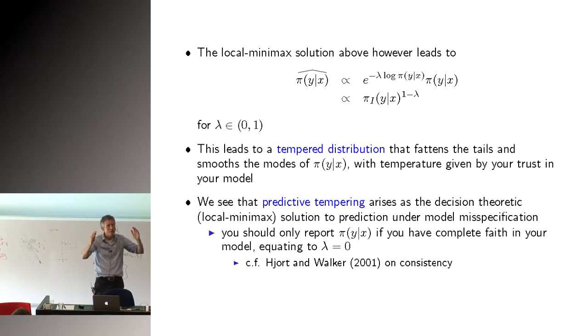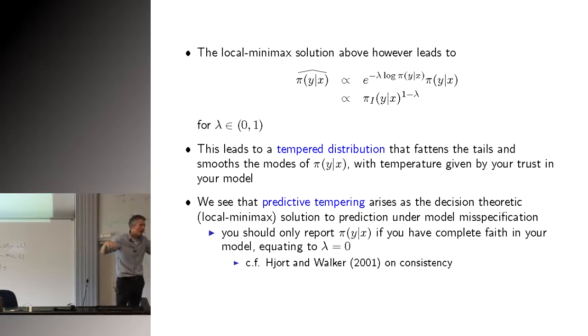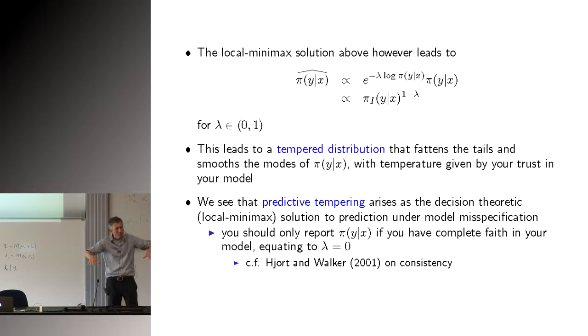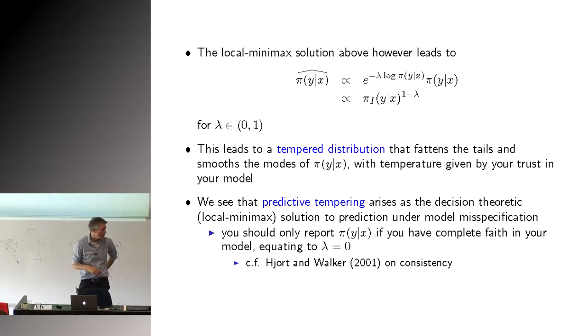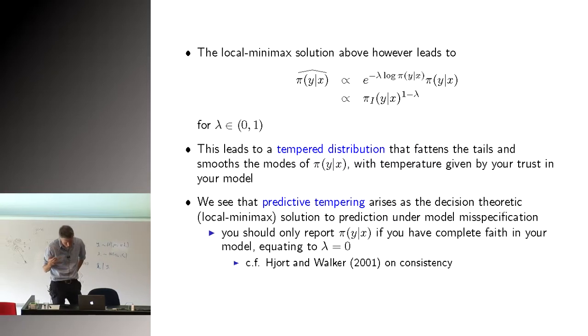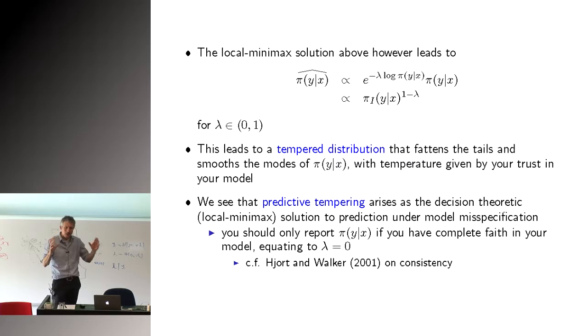And what we know is that if you do that, it'll flatten out the modes. If you take a distribution function, you raise it to some power less than one, and then renormalize, we know that it's going to lift the valleys, or lift the troughs, and put more mass in the tails and lower the hills. In other words, it's going to increase the entropy. So this leads to a tempered distribution with fatter tails, which smooths the modes. So what we've seen formally is that predictive tempering arises as a decision theoretic solution to prediction under model misspecification. So if you worry about model misspecification and you're providing predictions, heat your predictions slightly.